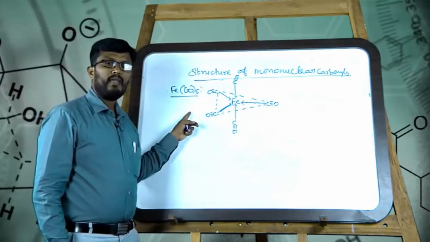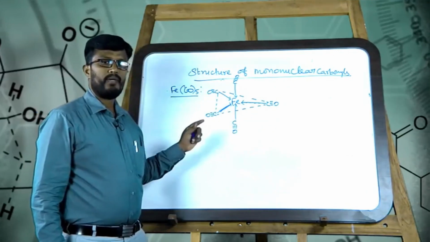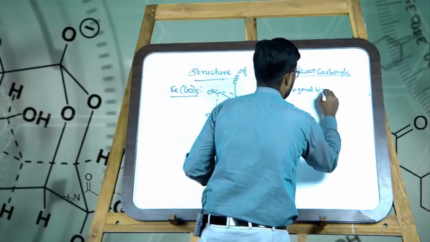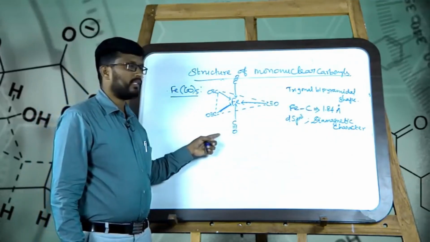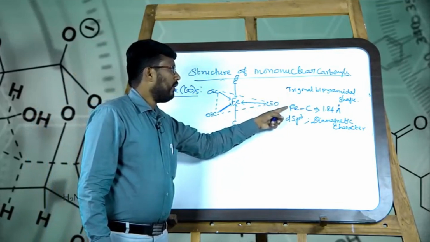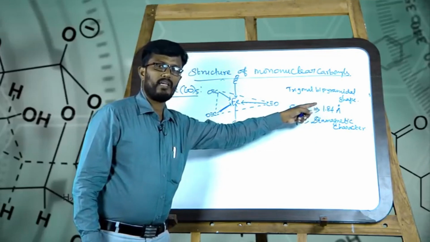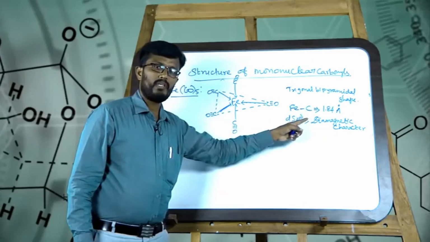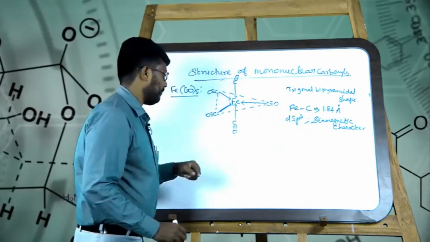The next one is iron pentacarbonyl. Iron pentacarbonyl has a trigonal bipyramidal shape. So iron pentacarbonyl provides the information about its structure, a trigonal bipyramidal shape. The iron-carbon bond length is 1.84 Angstrom. It is determined by X-ray diffraction study, and it is dsp3 hybridization. With the absence of unpaired electrons, iron pentacarbonyl shows diamagnetic character.